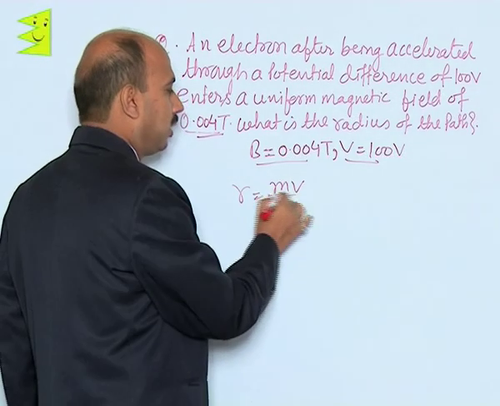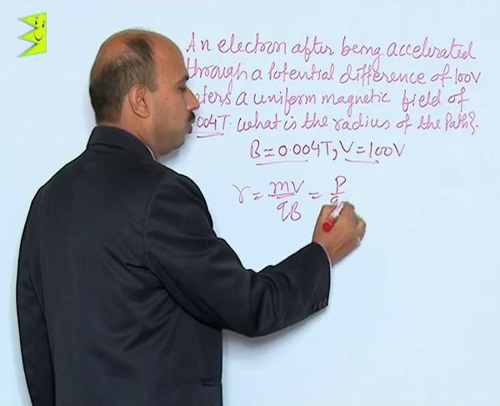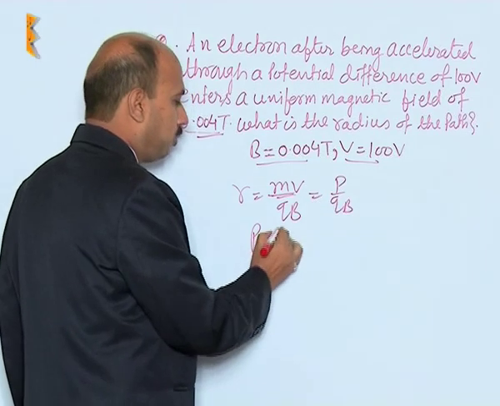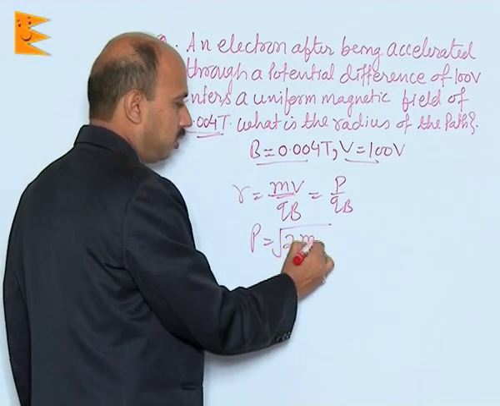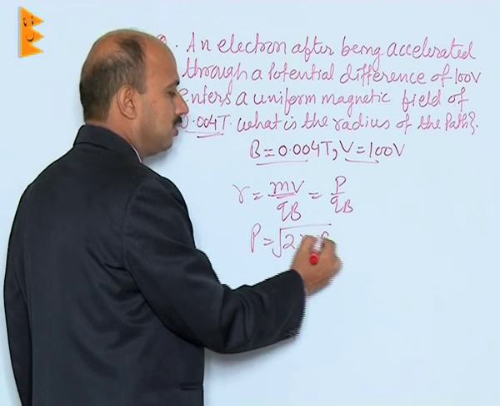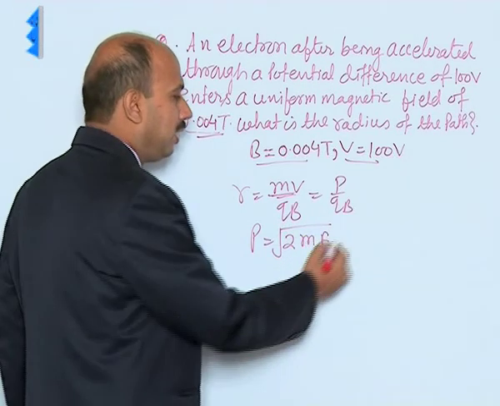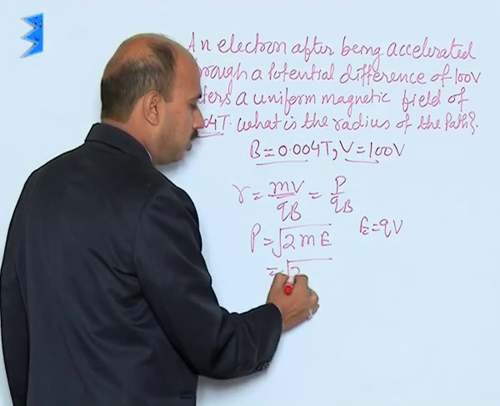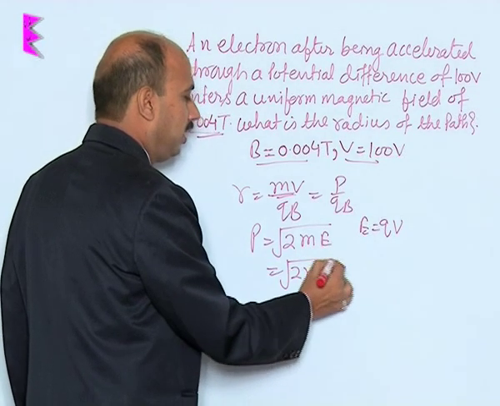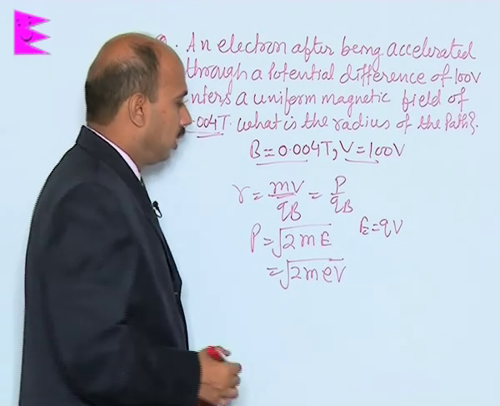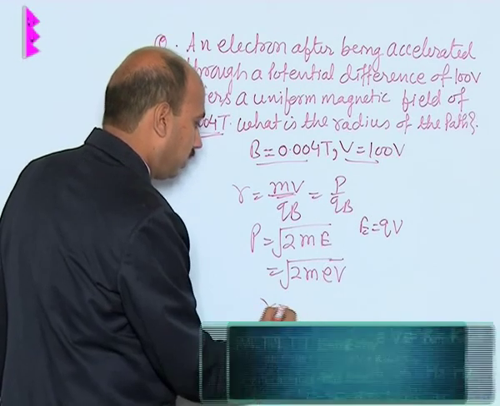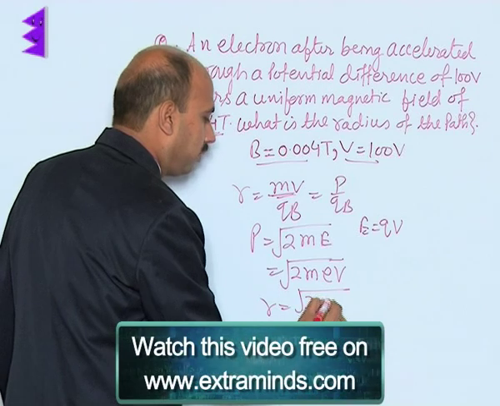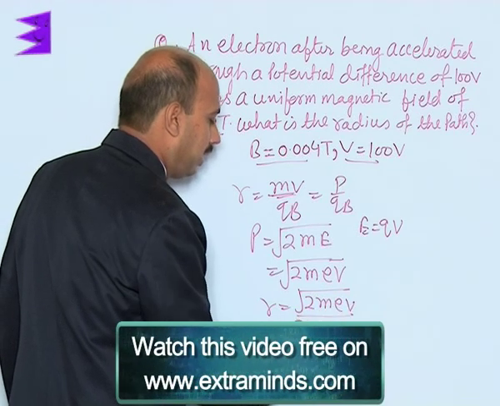mv is the momentum. So, we can write P upon qB, and the relation between momentum and kinetic energy is P equals root of twice of mass into kinetic energy E. Here we can write energy is equal to Q into V. So, that will become root of twice of mass into e into V, where e is the charge of the electron. So, we can write R is equal to under root of 2 m eV divided by e into B.